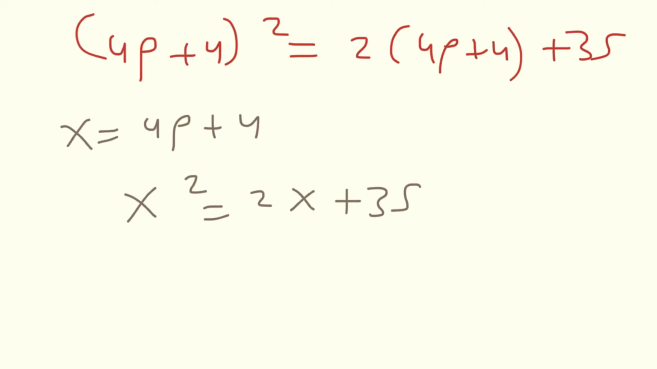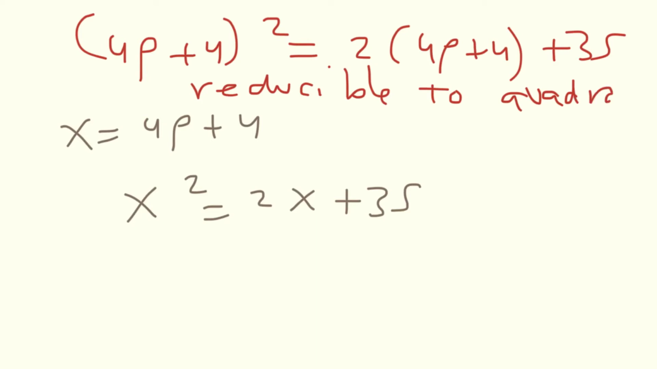You notice here there's a bracket squared, and the same bracket is also multiplied by 2. So you have it one time squared and one time without the square. That should tell you that this is reducible to quadratic equation. So that's why if you just make this assumption, life will be much easier.